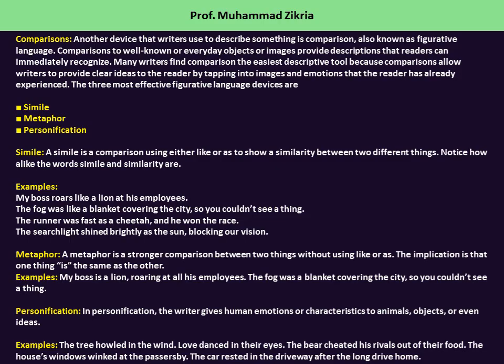Personification. In personification, the writer gives human emotions or characteristics to animals, objects, or even ideas. The tree howled in the wind. Love danced in their eyes. The bear cheated his rivals out of their food. The house windows winked at the passers-by. The car rested in the driveway after the long drive home.